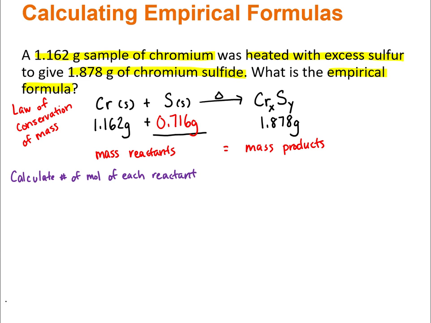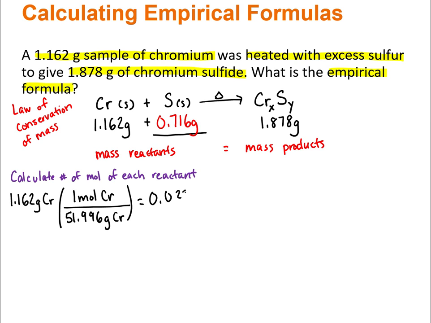The way you do that is like we've been doing. You take the number of grams. We'll start with chromium. You look up chromium on the periodic table. That's its molar mass. And that's our unit factor. 1 mole over the grams of substance. And that's how many moles you have of chromium. We do the same thing for the sulfur.